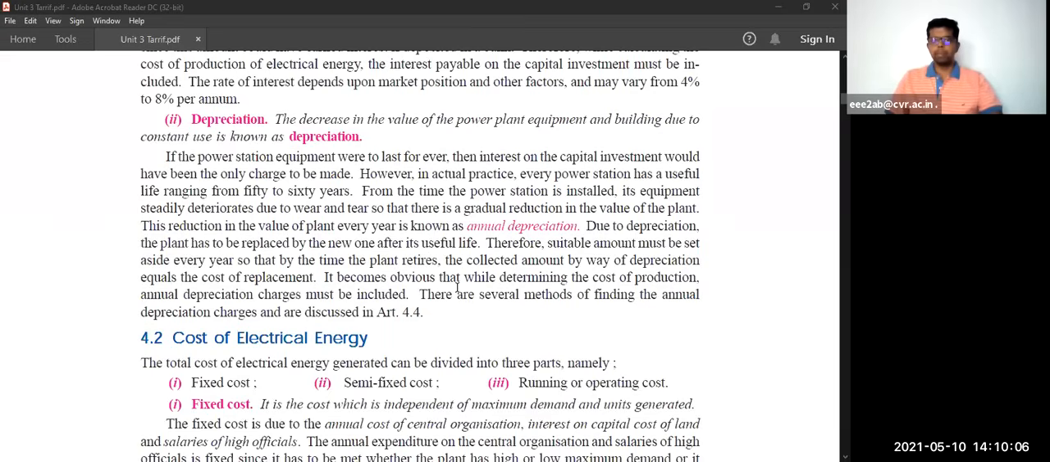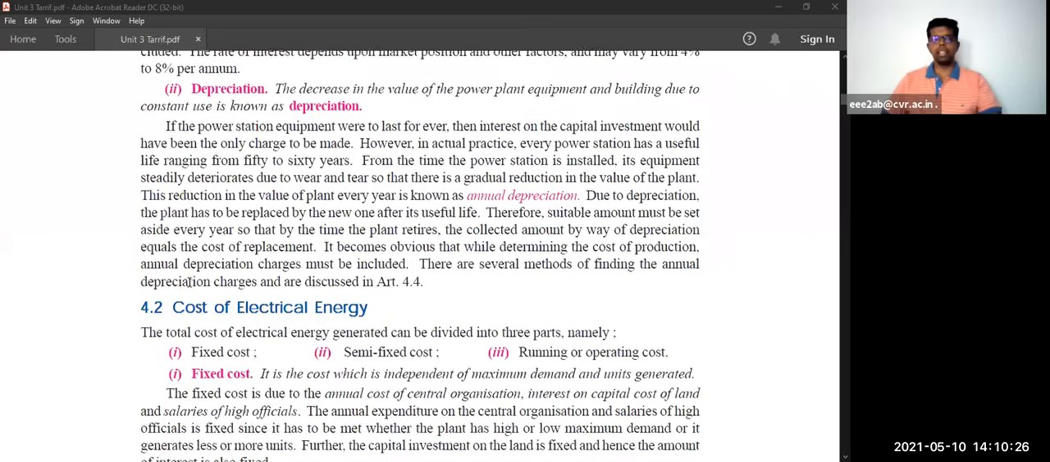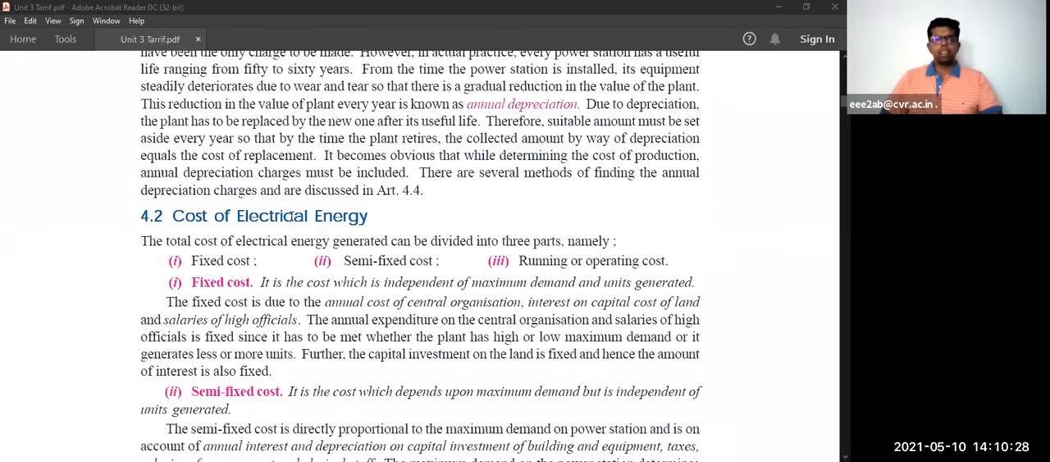So it becomes obvious that while determining the cost of production, the annual depreciation charge must be included. In determining the production cost, depreciation cost must also be included. I will discuss that later. Then the cost of electrical energy.